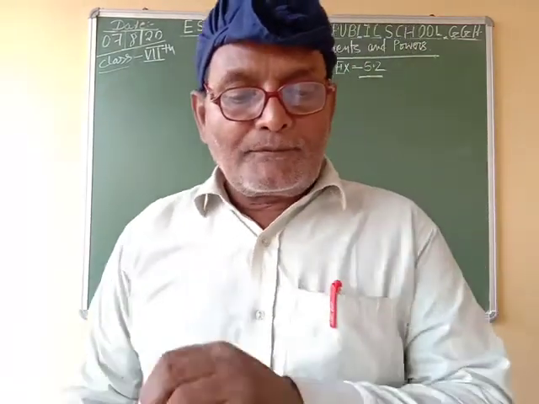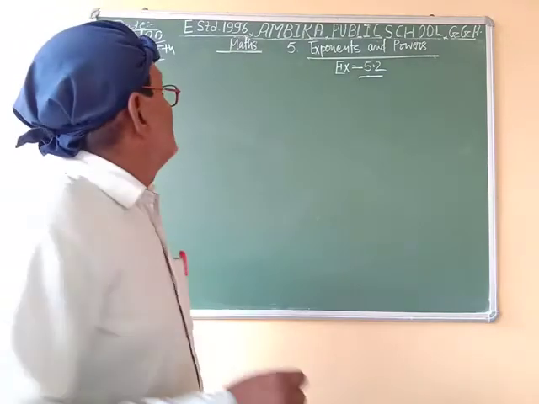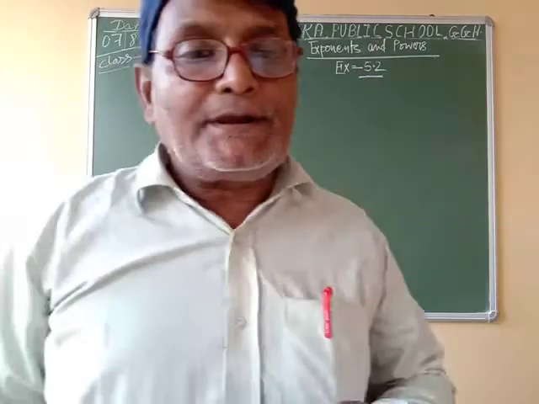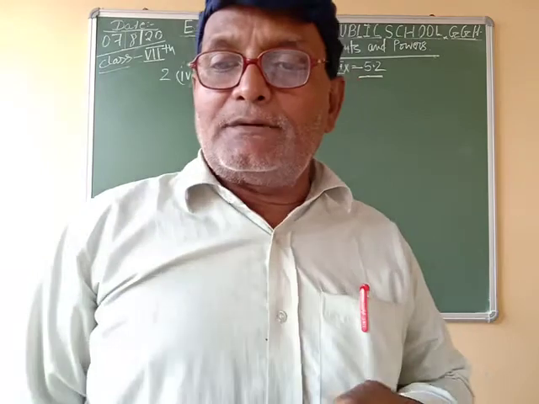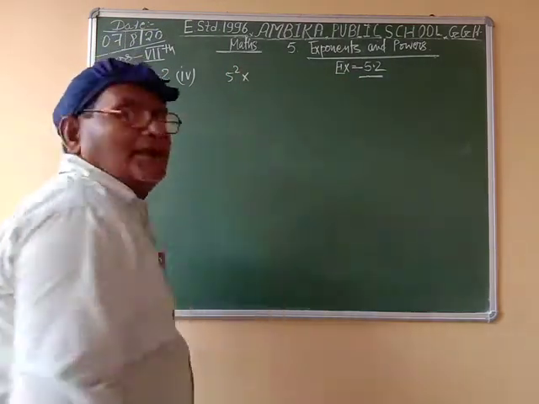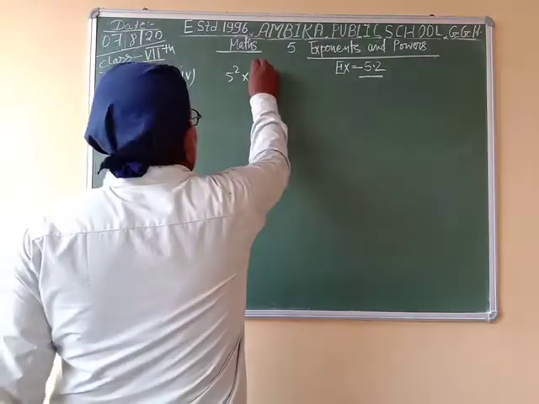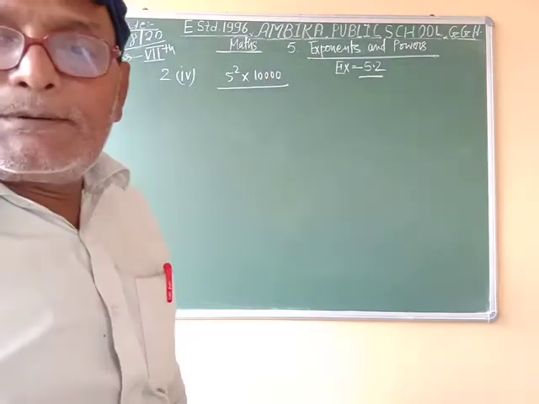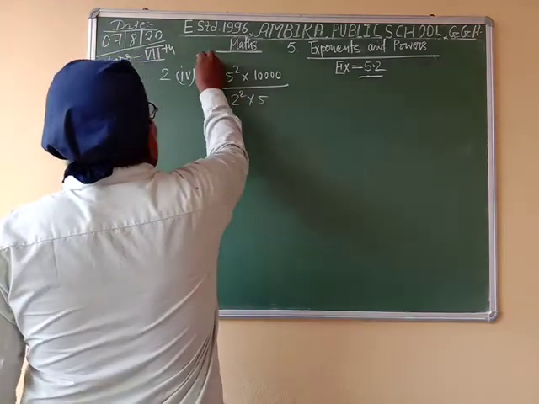In previous class, I had solved example 2, and in this period I am going to solve question 4 number of 2. The question is: simplify each of the following and express in exponential form. 5 square into 10,000 divided by 2 square into 5. Simplify.